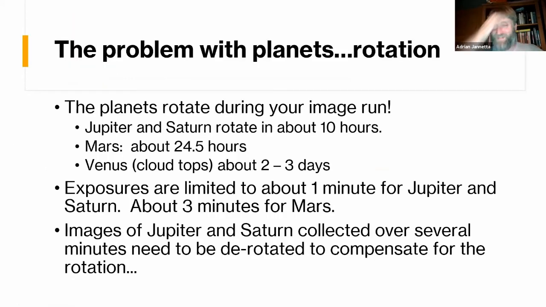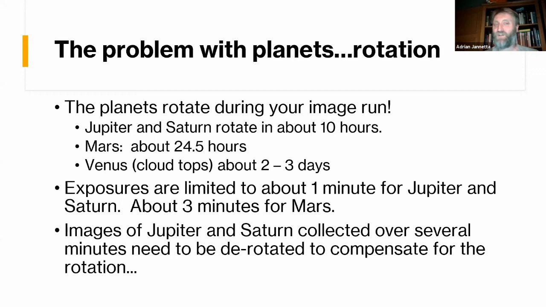One last thing to mention, if you've gotten that far with your planetary images, there'll be another problem that you might notice, and it's that the planets rotate. Jupiter and Saturn spin very quickly, once every 10 hours, which means that if you're taking lots and lots of pictures of Jupiter, if you do more than 1 minute, you're going to see a kind of smearing out of the detail because Jupiter's rotating before your eyes.